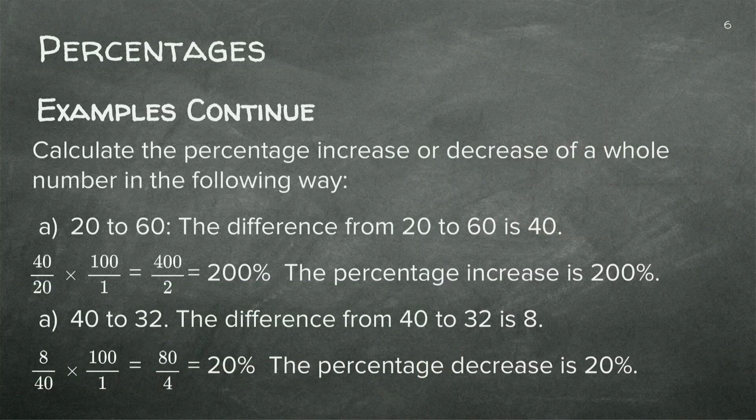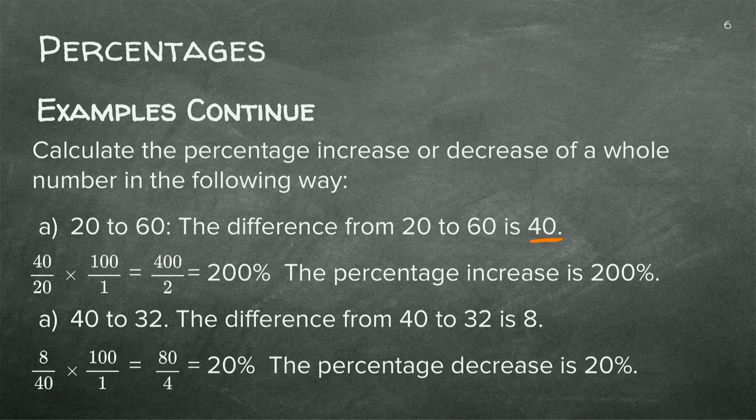Now you want to know whether you have actually improved or not. So calculate the percentage increase or decrease of a whole number in the following way. Okay, so if you go from 20 to 60, you want to know what the percentage increase was, right? So the difference from 20 to 60 is 40. You can all see that, right? 20 plus 40 will give us 60. That is how we always check.